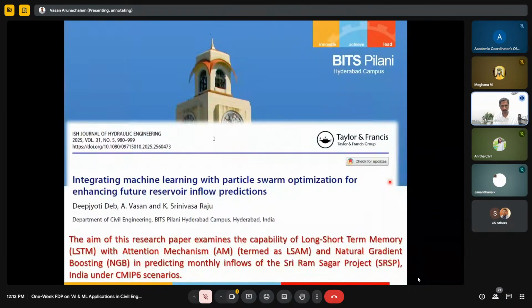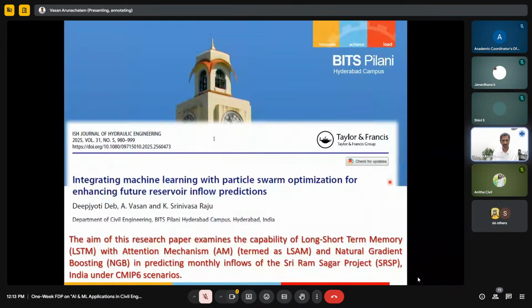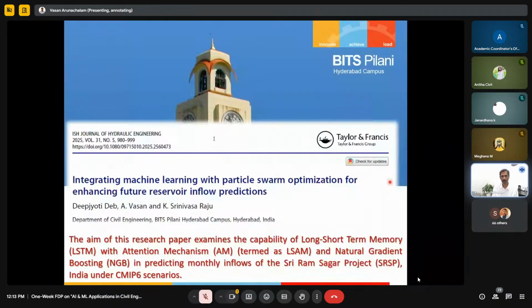So in this particular research, the LSTM method, one of the deep learning techniques, has been doing very well in many applications. We added an additional attention mechanism, the term being LSAM, and the boosting techniques are also ones that have done very well historically. So we also used this natural gradient boosting technique in predicting the monthly inflow for one of the major reservoir projects, the Sriram Sagar project, here specifically in Telangana, India. So that particular study is what we carried out.